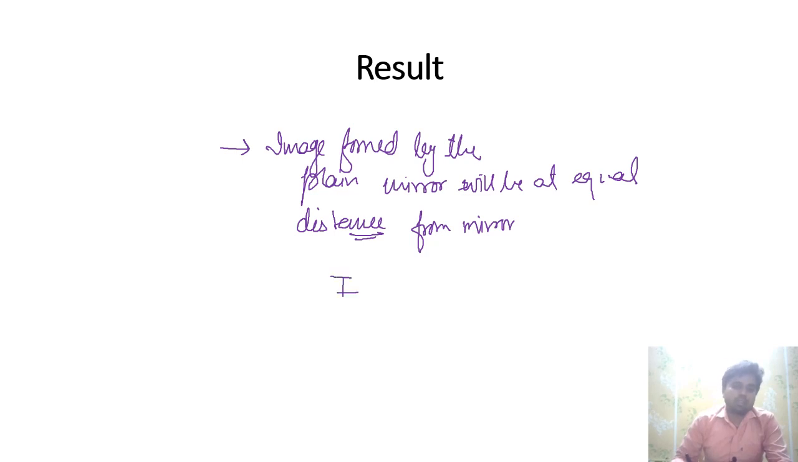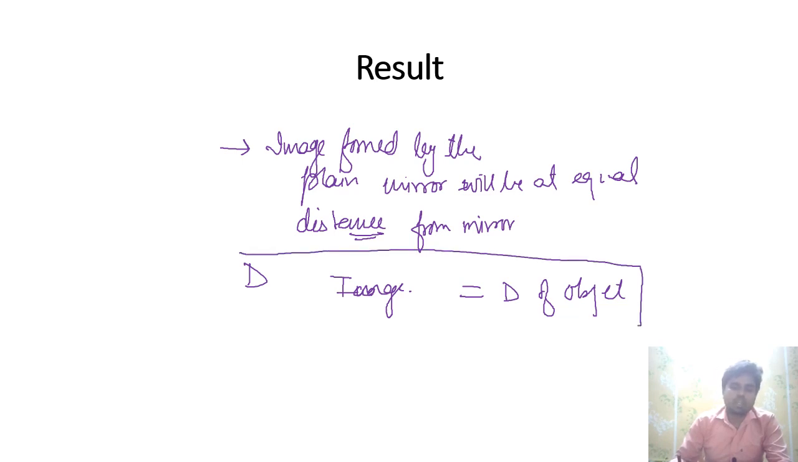That means the distance of image from the mirror will be equal to the distance of object from the mirror. So this is one of the properties of plane mirror.